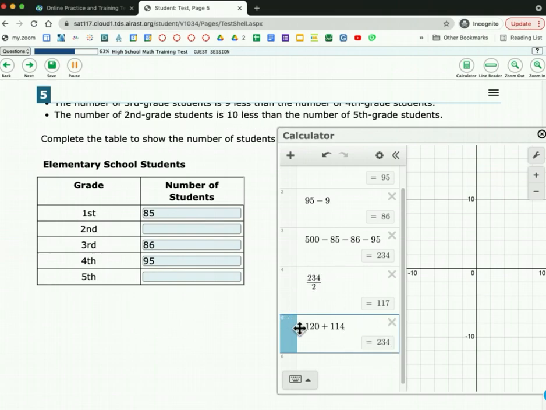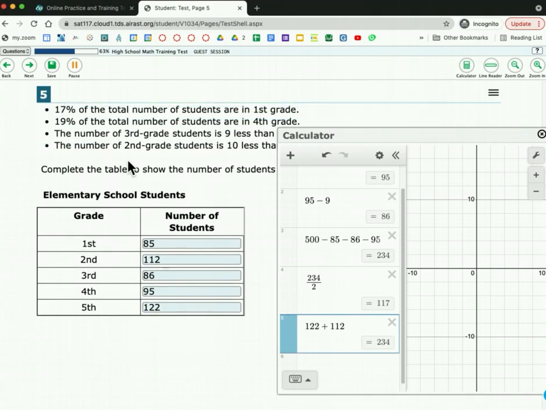So I have to get to where they're 10 apart, though. So I could say, okay, make this 121, make this 113, make this 122, make this 112. Oh, look, they're 10 apart and they add up to 234. So it says second grade is 10 less than fifth grade. So second grade is the smaller number, 112, and fifth grade is the bigger number, 122. Cool. That's a hard one. You just have to work through it piece by piece.